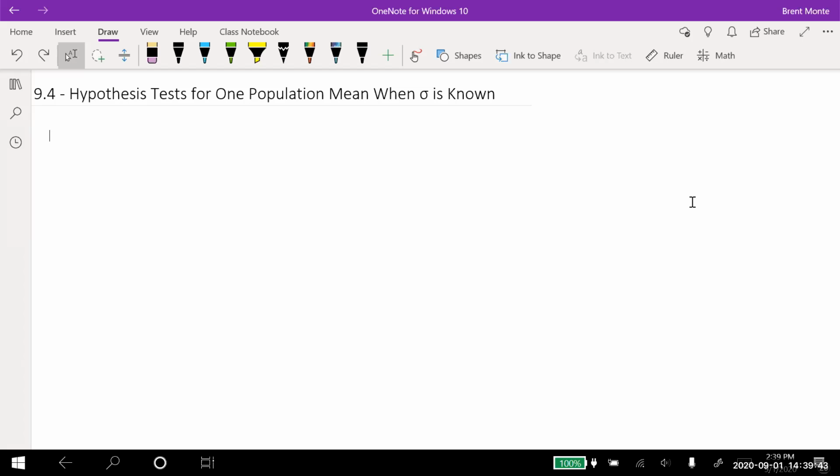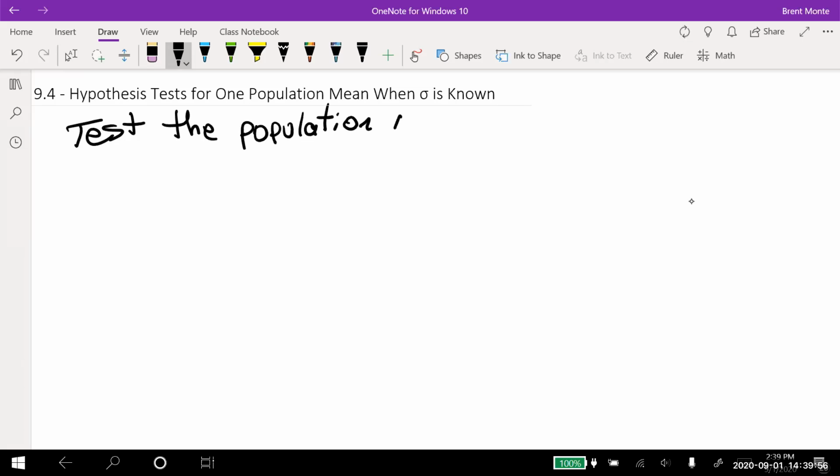Okay, so first of all, notice here, what we're trying to do is we're trying to test the population mean. And so we're just answering some question about the population mean and determining if we think the statement they give us is true or not. So we're testing the population mean mu.